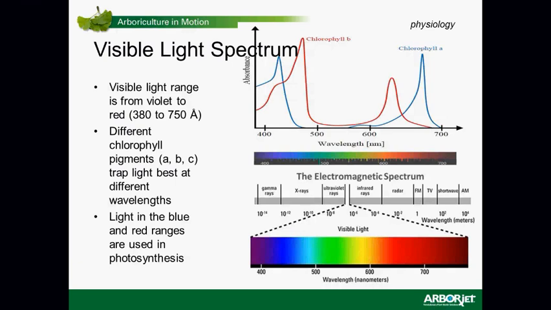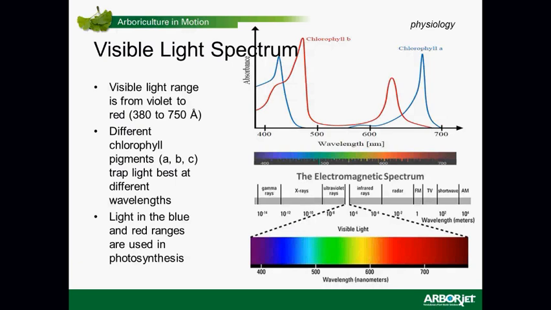So photosynthesis proceeds in a certain wavelength. Visible light occurs between 380 and 750 angstroms. That's between the violet and red range. It's the range that we could see. It's called visible light. But not all parts of that spectrum are useful for photosynthesis. Green, for instance, is reflected and is a part of the wavelength that is not utilized.